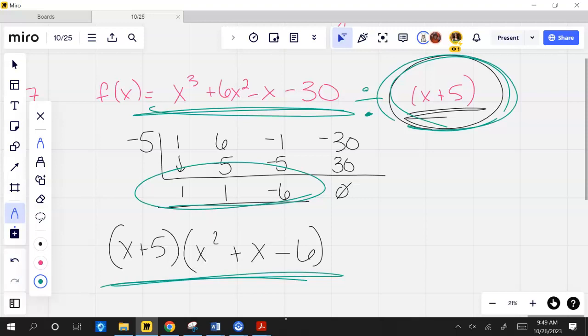That's factored form, and now I could finish factoring it, right? Because y'all know how to factor quadratics, right? I hope you do anyway.